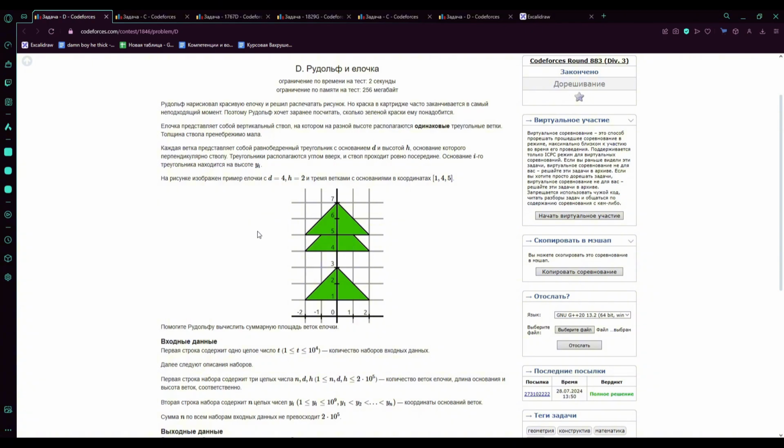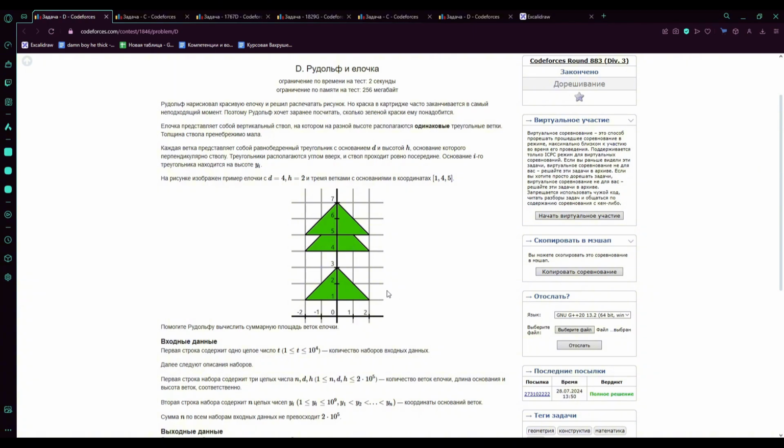The first task of Rudolf Jolocek. So what's the essence of the task? Let's get right to it. 2 seconds, 256 megabytes. We have identical triangles, absolutely identical. And so Rudolph decided to draw some kind of Christmas tree from them. Here's an example of such a Christmas tree. So here we have a base of 4. This is h2, the height of this triangle. And then we have the coordinates 1, 4, and 5, which are exactly where the base is located.